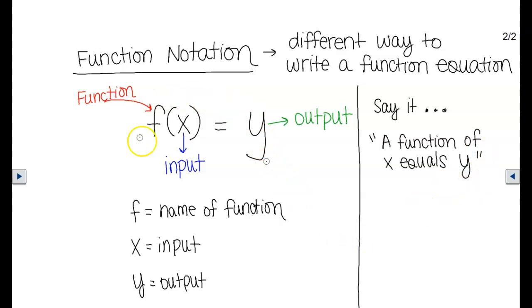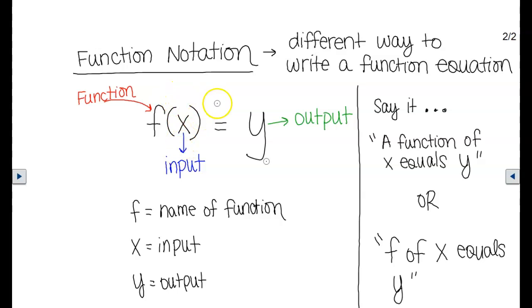This would be one way that I could read this statement over here. A function of x equals y. Or, and this is the shorter way, we can just say f of x equals y. And this second way is the way that I would prefer you read it. So f of x equals y. F of x equals y is the way that we would read that.